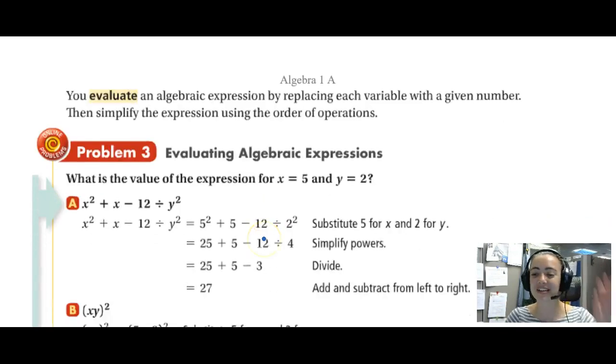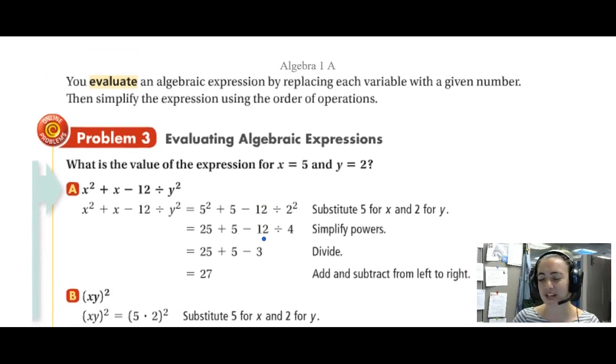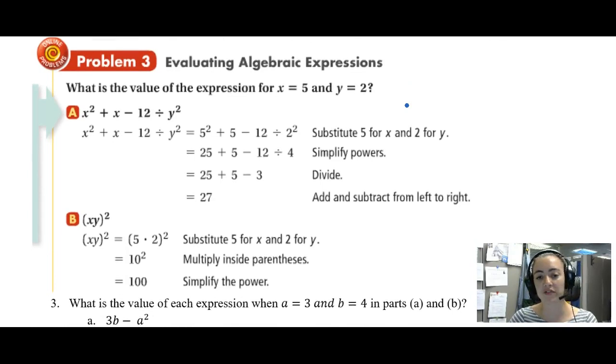All right, welcome back. Remember when we briefly talked about evaluate at the beginning of the video? This is what your textbook has to say to define it. It's to evaluate an algebraic expression by replacing each variable with a given number. So again, that's why I said you substitute a number in. And then you simplify using order of operations. So let's practice with number 3, evaluating algebraic expressions.